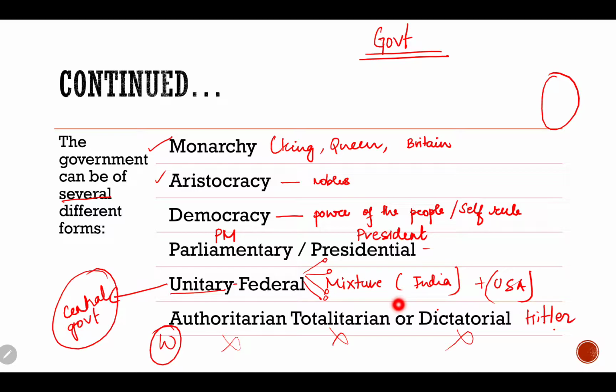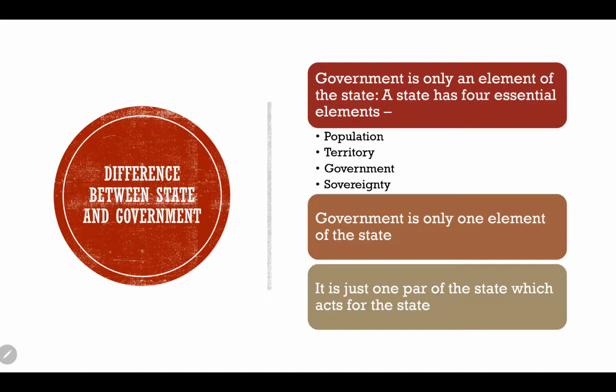So this much you have understood, okay. We have talked about features of government, functions of the government, and the different organs of the government. So these are several forms of government. Now let's talk about the difference between state and government. Till now you have understood what is state and what is government. So let's understand why they are different from each other.